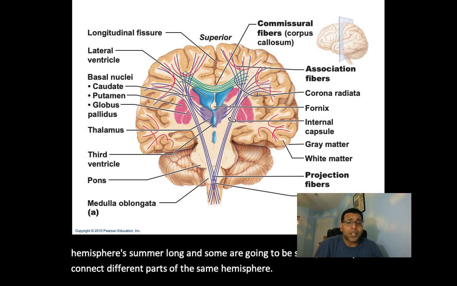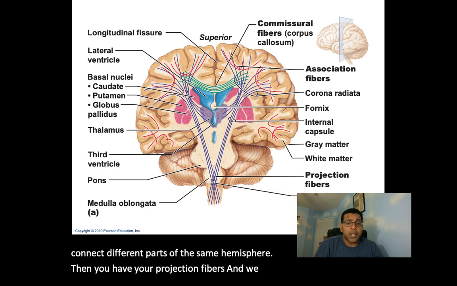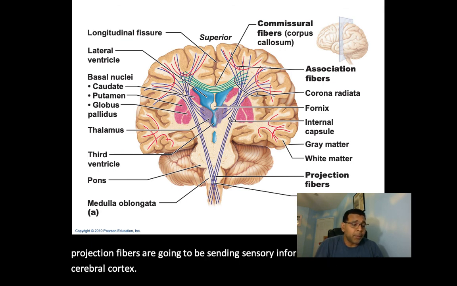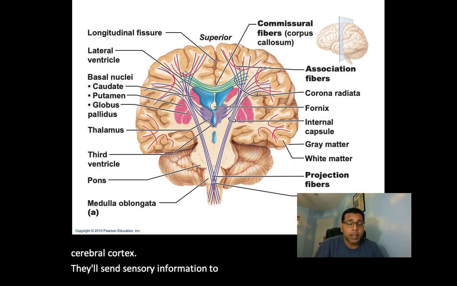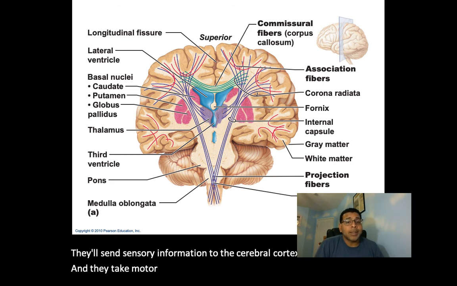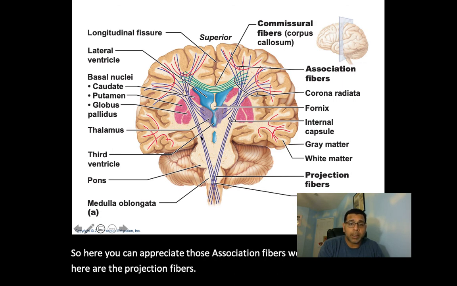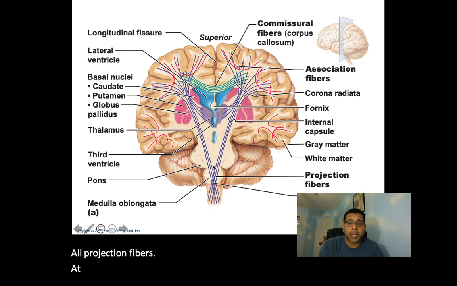Then you have your projection fibers. Now when we talk projection fibers, they're going to be sending sensory information to the cerebral cortex, and they take motor output. So here you can appreciate those association fibers we saw here. And now here are the projection fibers. All projection fibers, up this way and up this way here.